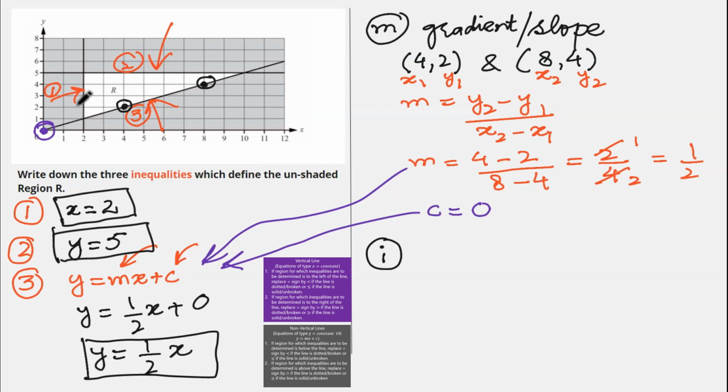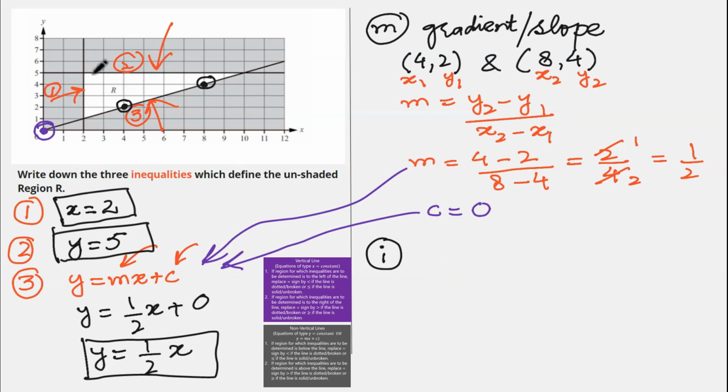For a vertical line, you need to look at the region. If your region is to the right, you replace your equal to sign by the greater than sign, right? If your line is broken, you can see, can you see on this? I hope you can see all 3 lines are solid, unbroken lines. So you will replace your equal to sign by greater than or equal to or less than or equal to.